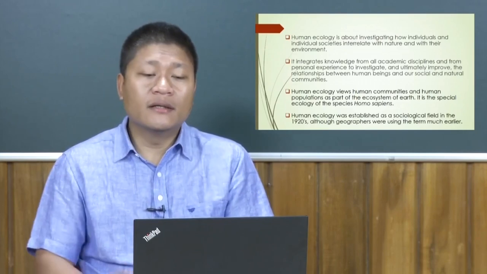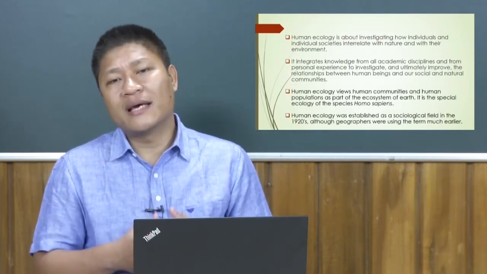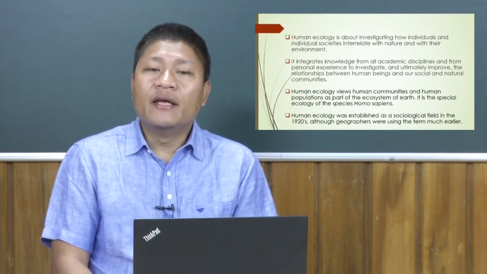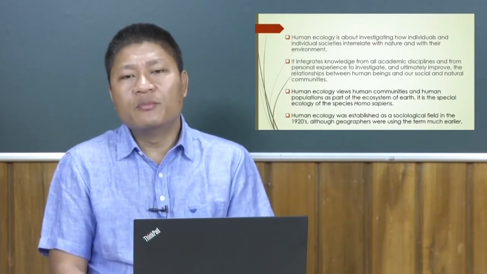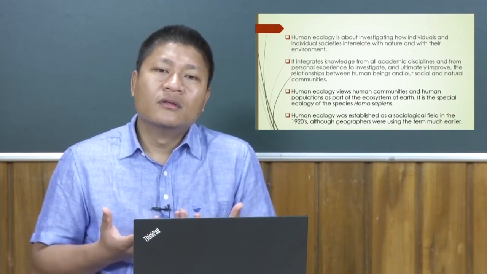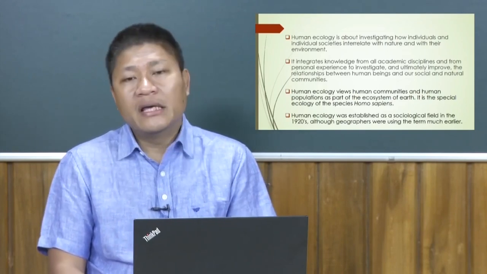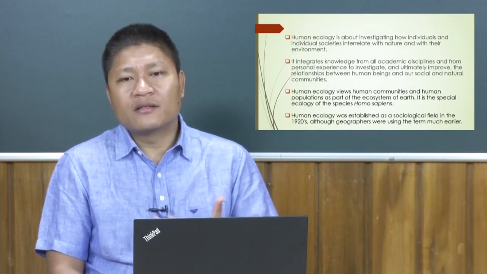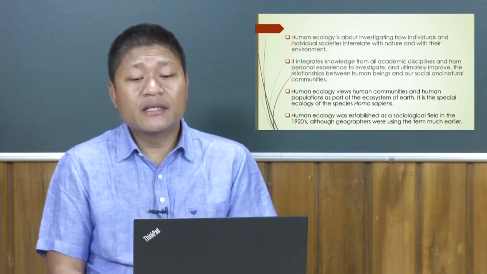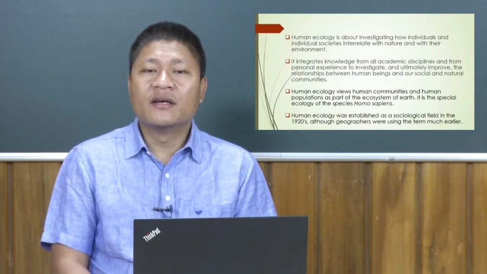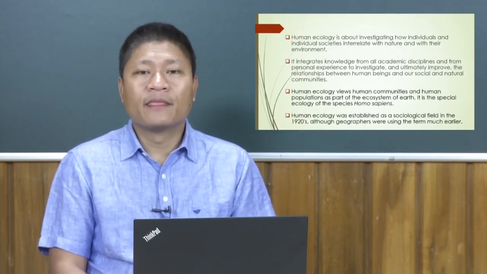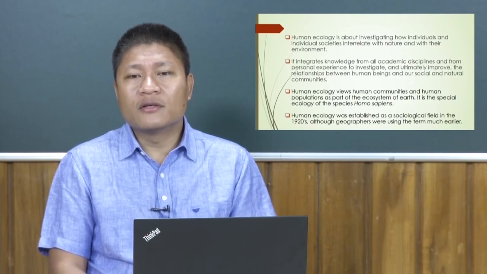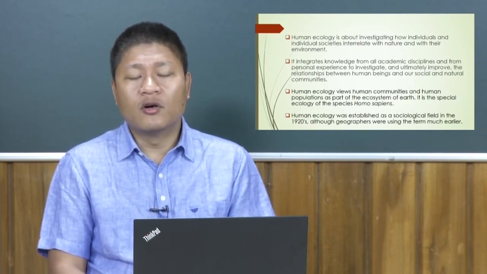Now, if you look at human ecology, it also looks at the way human communities and human populations are not to be seen in isolation, but are part and parcel of the ecosystem. They are interrelated parts of the earth. It is the special ecology of this species, which is called Homo sapiens. Humans are also part of this whole ecosystem, and are known as Homo sapiens.